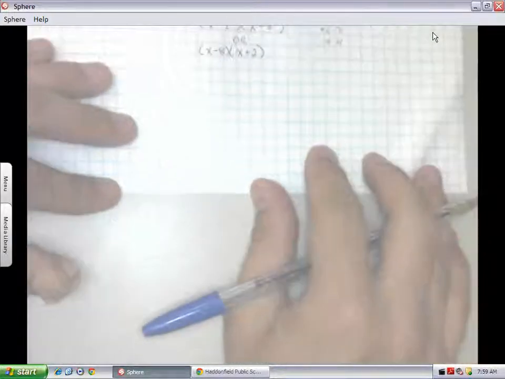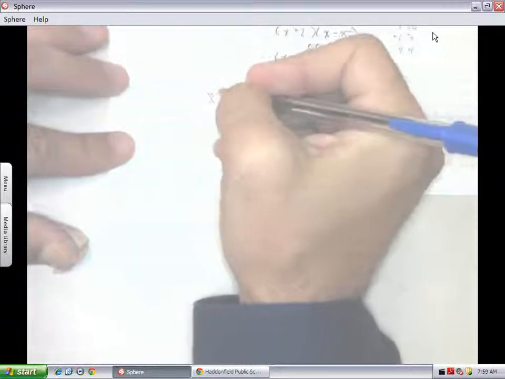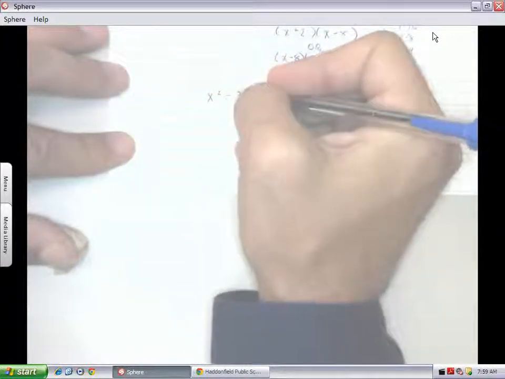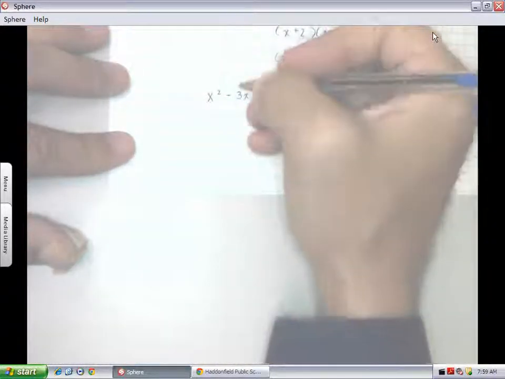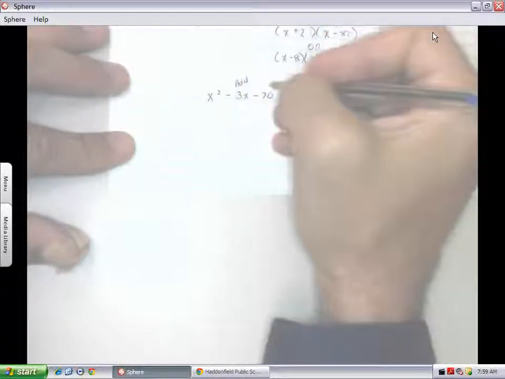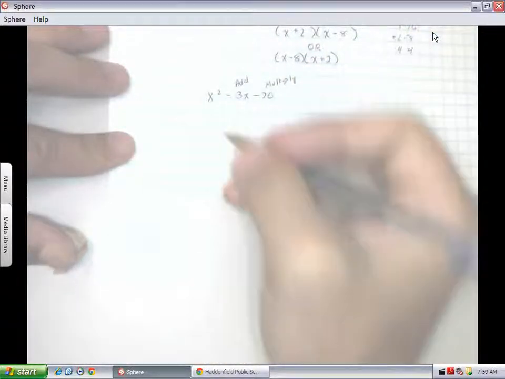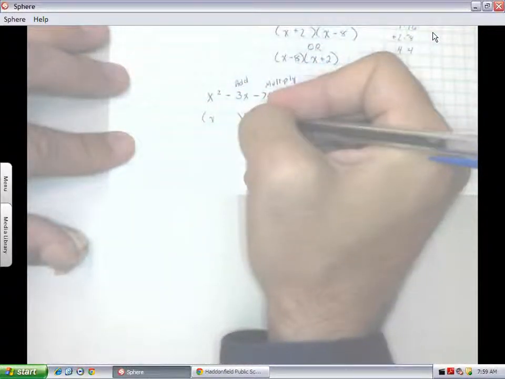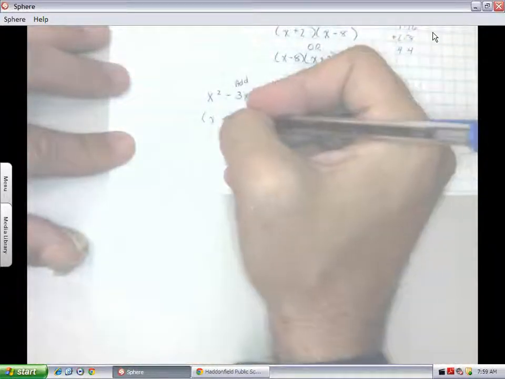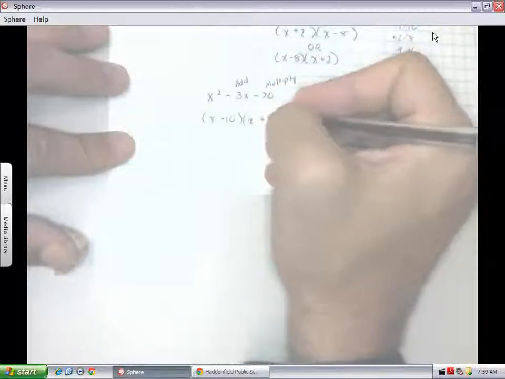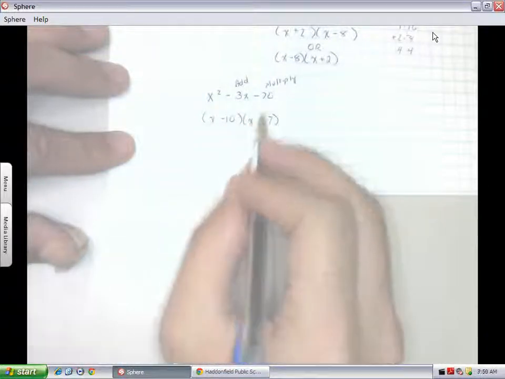So trying that again, x squared minus 3x minus 70. So I'm looking for two numbers that add to negative 3 and multiply to negative 70. So I know it's going to be x and x. And in this case, it's going to be negative 10 and positive 7, because they add to negative 3 and they multiply to negative 70.